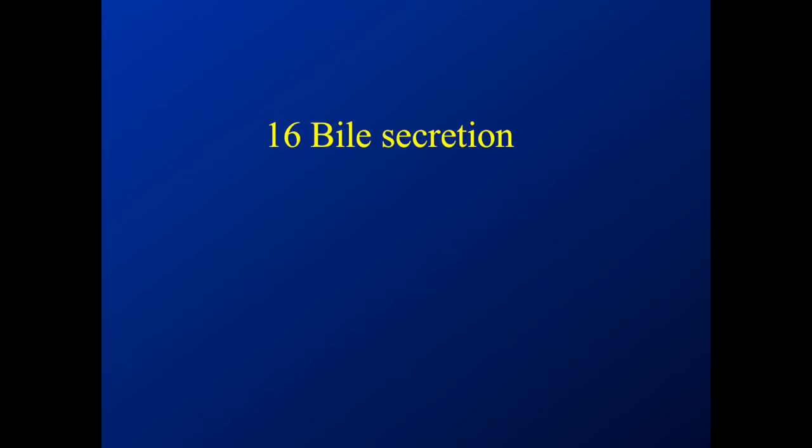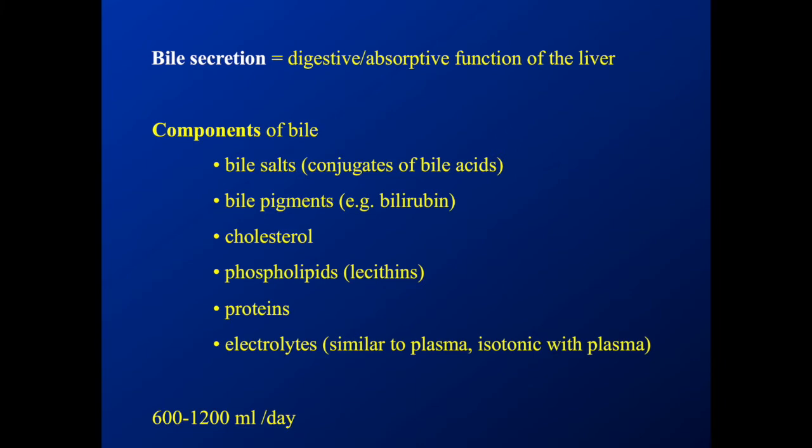So bile secretions is the topic for this short video. The secretion of bile is the main digestive and absorptive contribution of the liver to the GI tract. It's very important for regulating metabolism and many other processes in the body, but as far as digestion and absorption, the secretion of bile products is how the liver contributes to this process.